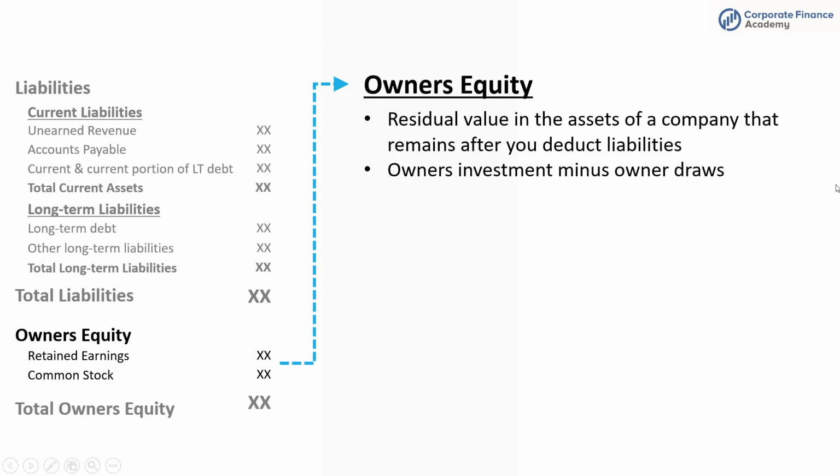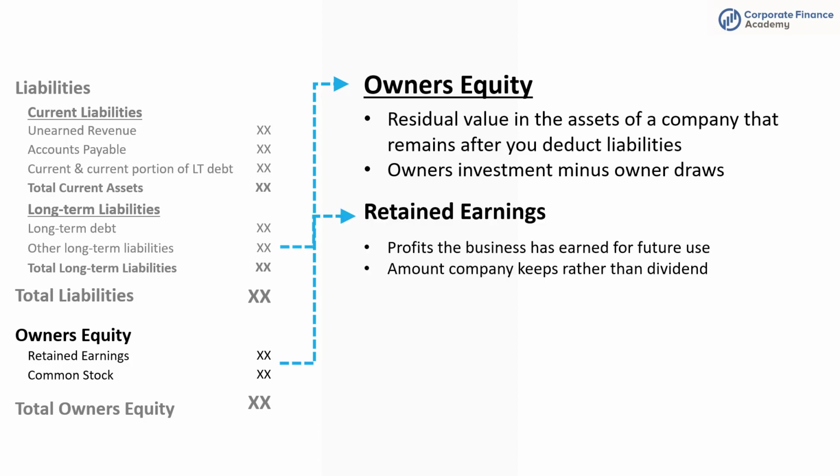Owner's equity is the next element and kind of final element of the accounting equation. So owner's equity is the value in the assets of a company that is still there once you deduct your liability. So it's the owner investment minus any draws the owner has taken. And then you have retained earnings. So retained earnings are profits the business earns for future use.